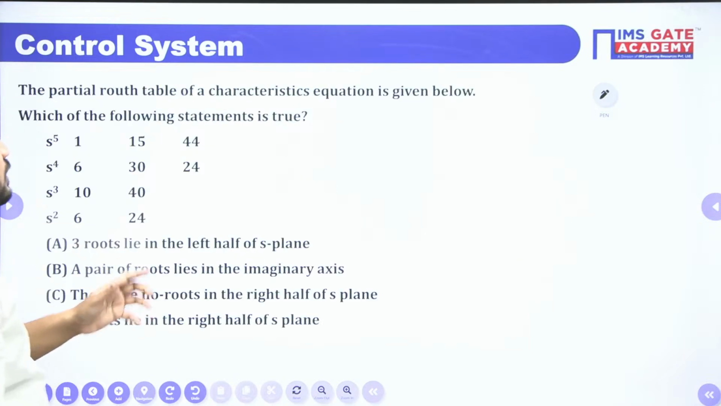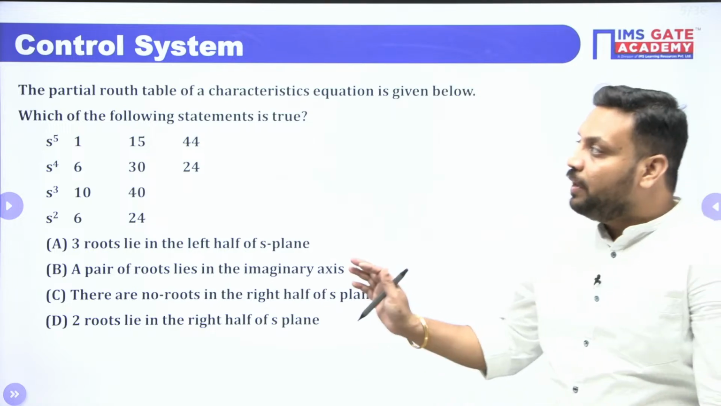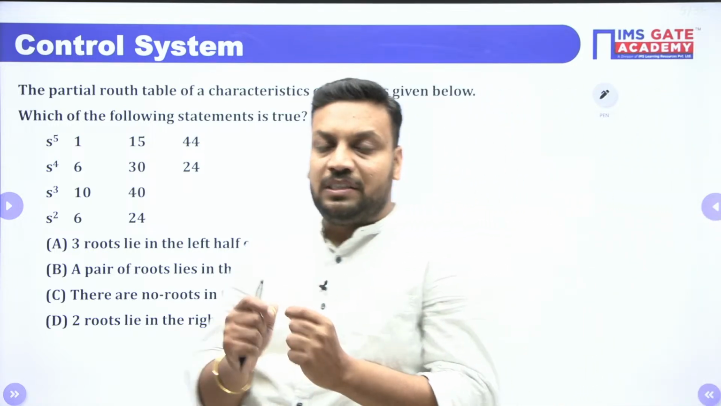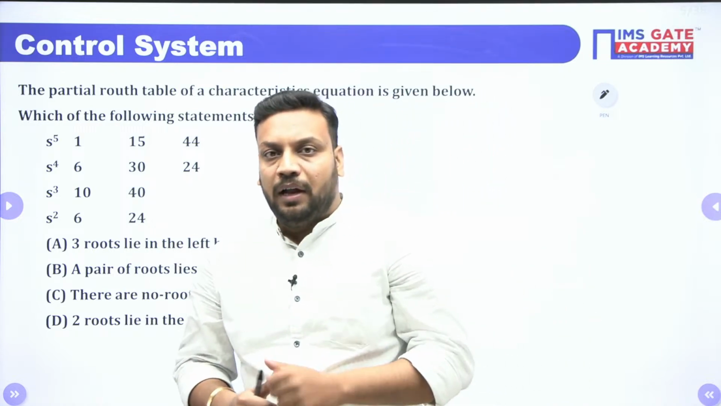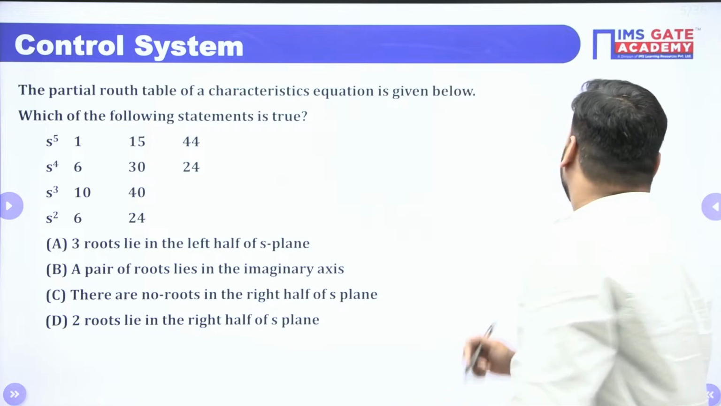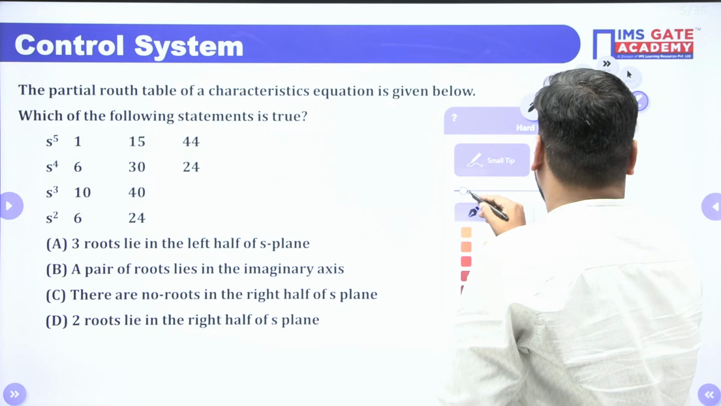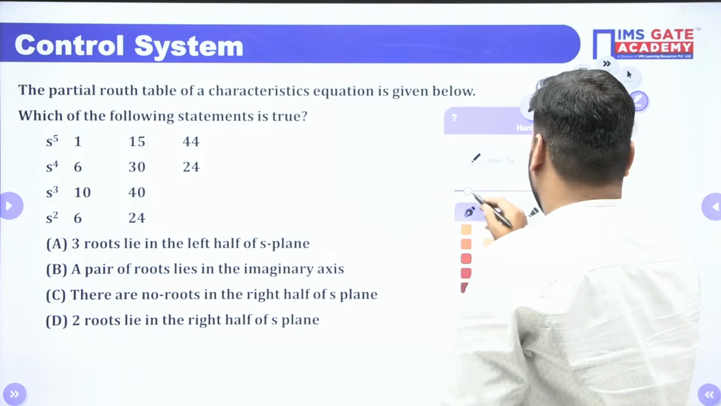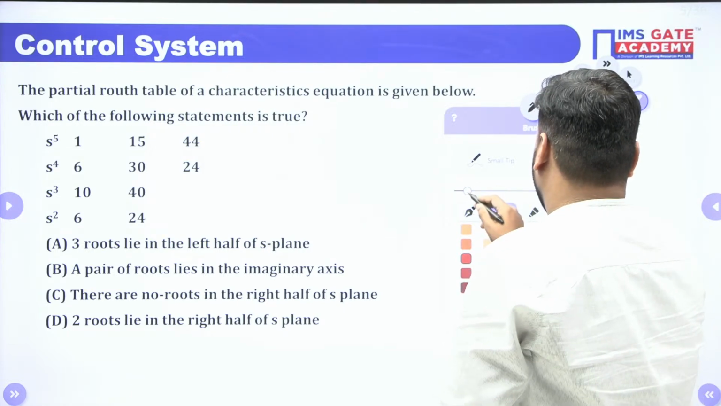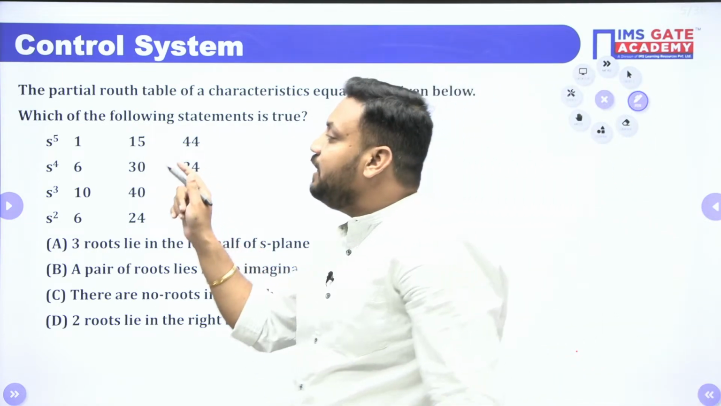Let's start with the first question of today's class. So I am expecting a correct answer from you all. If you already know the simple concepts of Routh-Hurwitz, then this question is very easy for you. Just try to attempt, guys, and tell me first of all how we can proceed for this question. So student, here it is an incomplete Routh table.